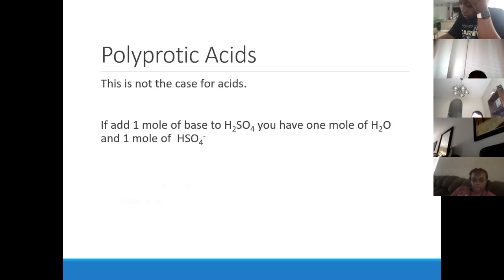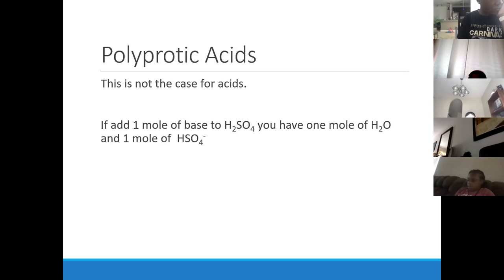Adding the base to an acid, you take the first proton off first. So if I add base to H2SO4, I've got to take all of the H's off H2SO4 before I can take an H off of HSO4. Does that make sense to you? It doesn't to me, but that's the way that it is.